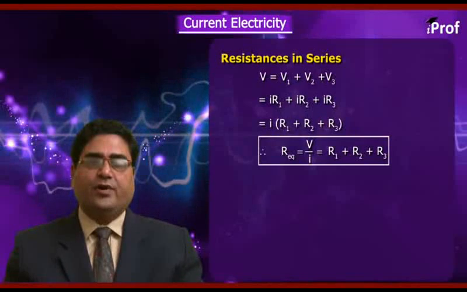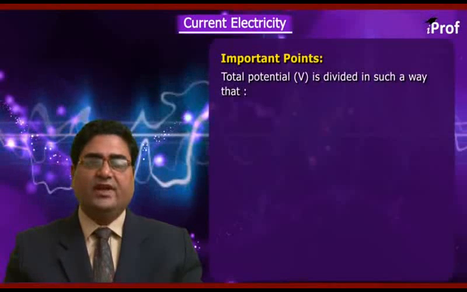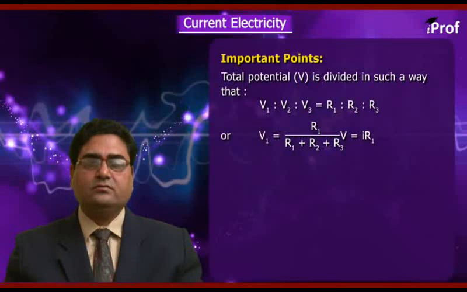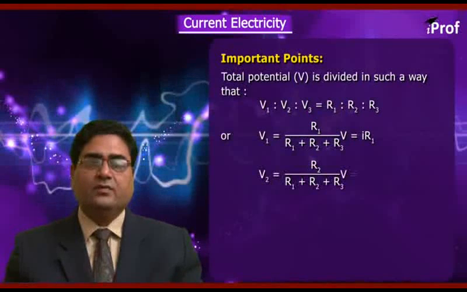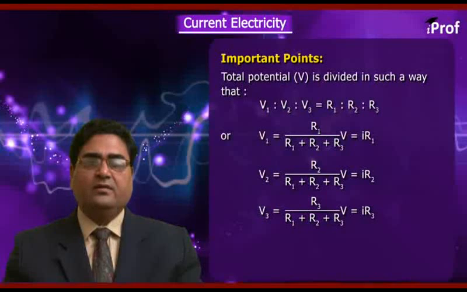Let's see some important points. Total potential V is divided in such a way that V1 is to V2 is to V3 equal to R1 is to R2 is to R3, or V1 equal to R1 upon R1 plus R2 plus R3 into V equal to IR1, V2 equal to R2 upon R1 plus R2 plus R3 into V equal to IR2, V3 equal to R3 upon R1 plus R2 plus R3 into V equal to IR3.